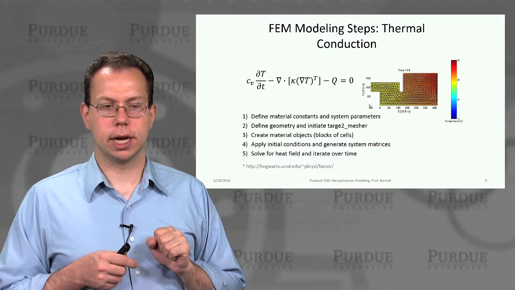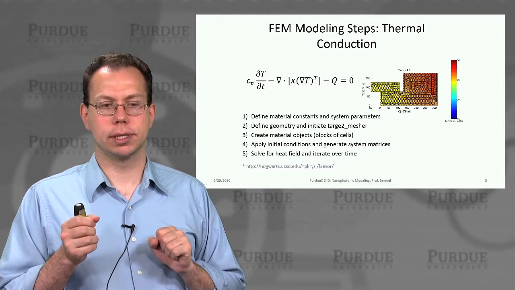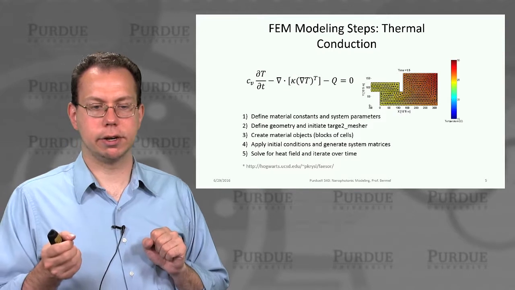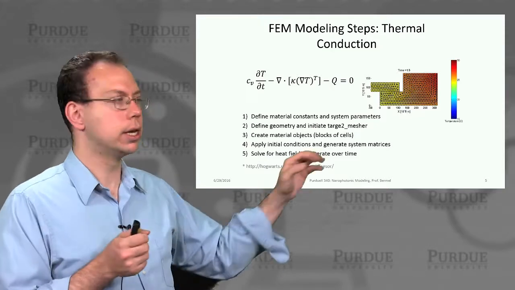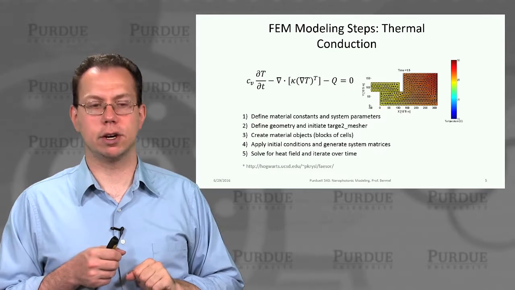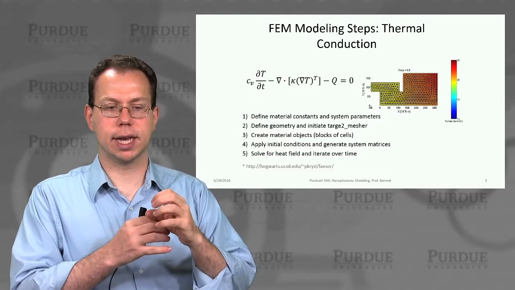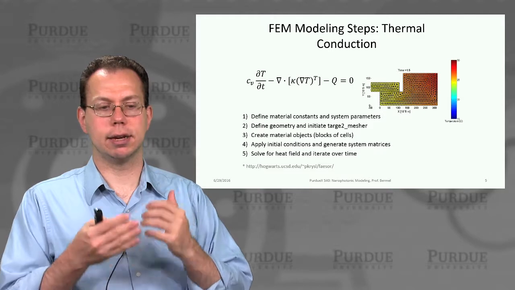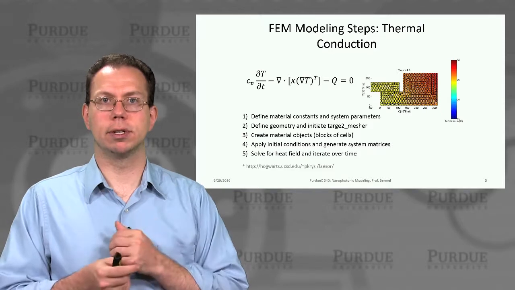Just to briefly recap, what are the modeling steps for all these thermal problems? This is just one example for thermal conduction. First of all, we have to write down our equation. Then we have to define the material constants and system parameters, define the geometry shown here, and then mesh the geometry with our finite elements, create the material object, which basically connects the blocks of cells together, apply the initial conditions to generate the system matrices, and then solve those, both in steady state or over time. Both are possible depending on the problem.